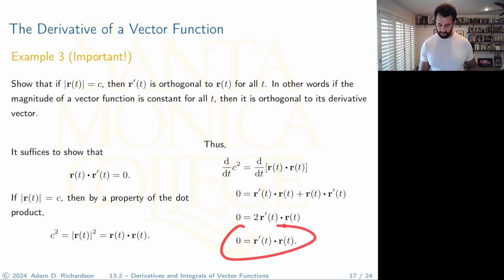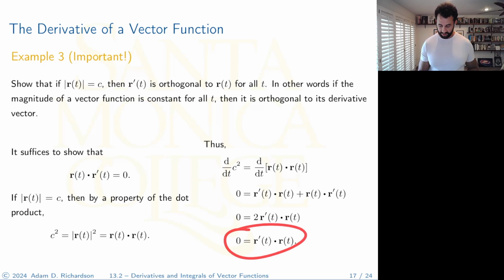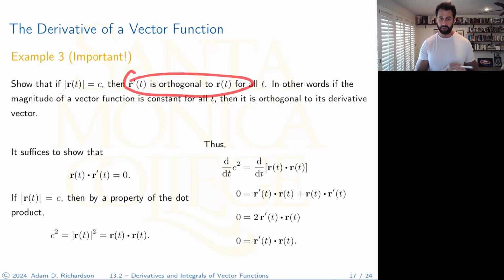2's cancel, and you get, voila, exactly what we needed to show, which is that r prime dot r is equal to 0. There we go. So we proved it. This means that if this is true, then this dot product has to be 0. But this dot product being 0 means that r prime is orthogonal to r for all t. All right, that's what's going on.